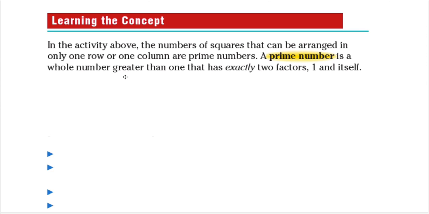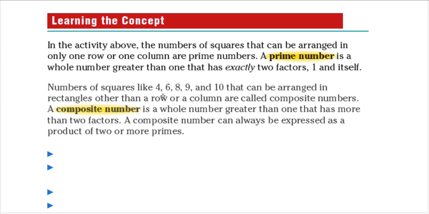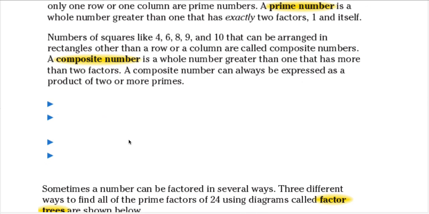Okay, numbers like 4, 6, 8, 9, and 10 that can be arranged in rectangles other than one row or one column are called composite numbers. So the definition of a composite number, write this down, is a whole number greater than 1 that has more than two factors. A composite number can always be expressed as the product of two or more primes. Okay, so a few things here that you need to remember. A composite number has more than two factors. Also, a composite number can always be expressed as a product of two or more prime numbers.